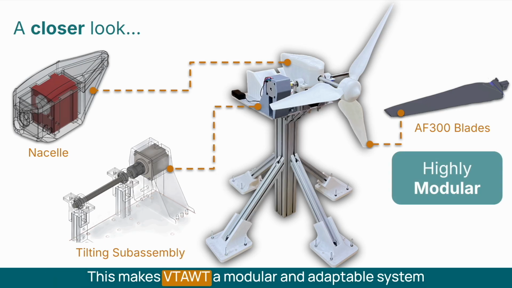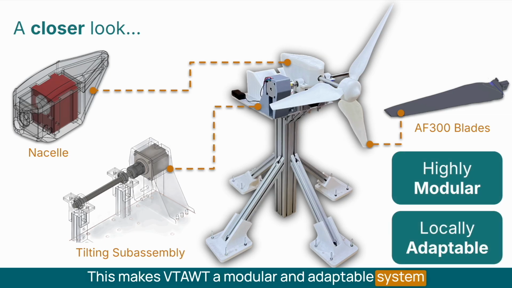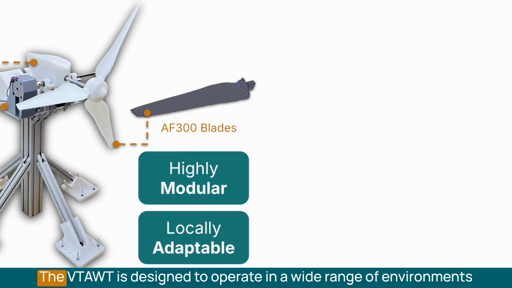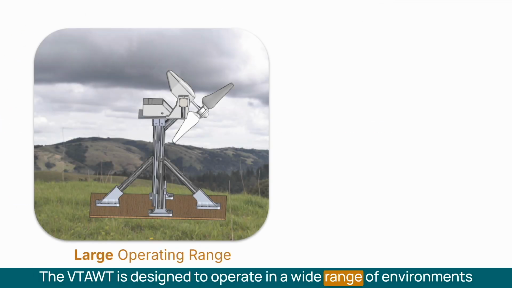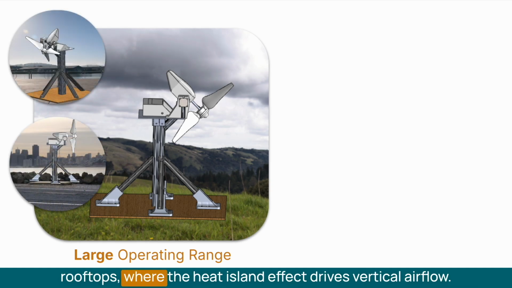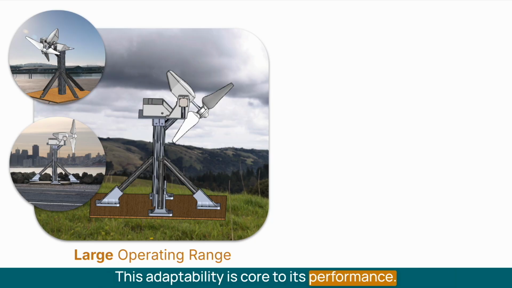Altogether, this makes VTAWT a modular and adaptable system, ideal for local production and optimization, not competing with solar's scale, but offering smarter wind solutions for specific environments. The VTAWT is designed to operate in a wide range of environments, from coastal areas with strong upward thermals to urban rooftops where the heat island effect drives vertical airflow. This adaptability is core to its performance.